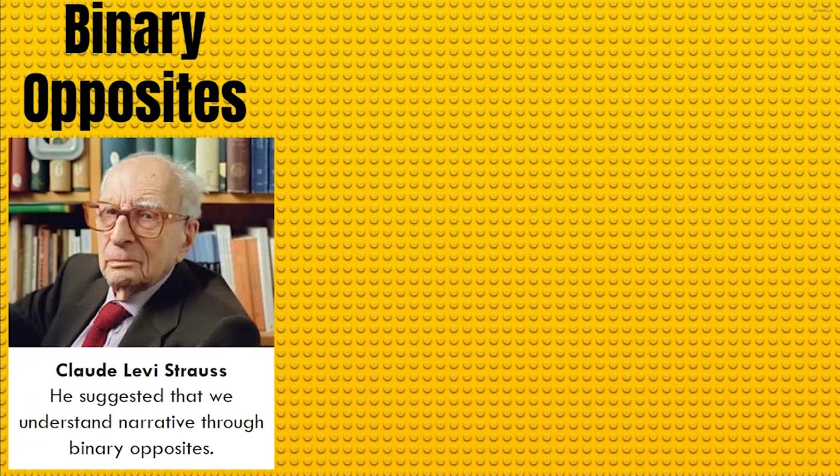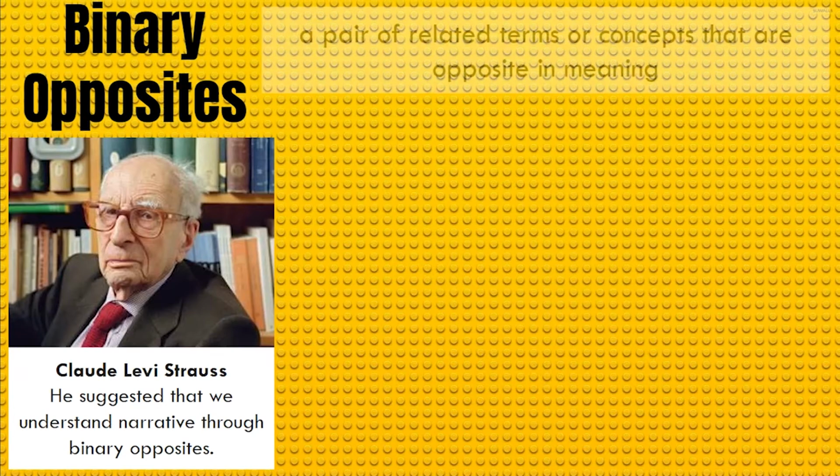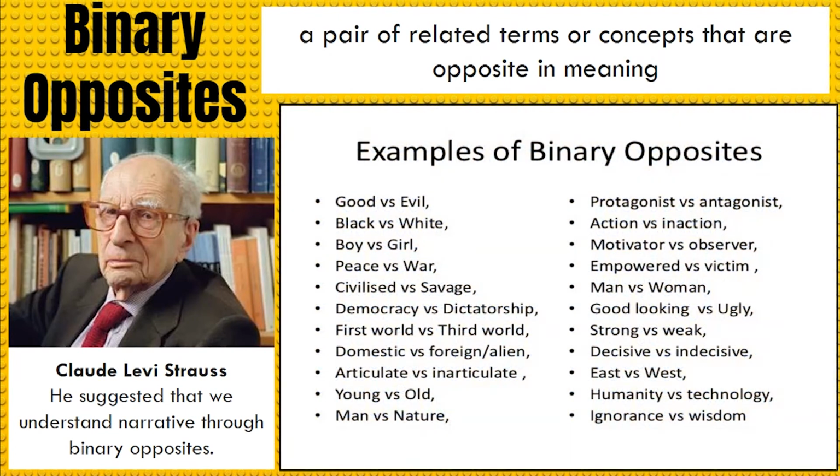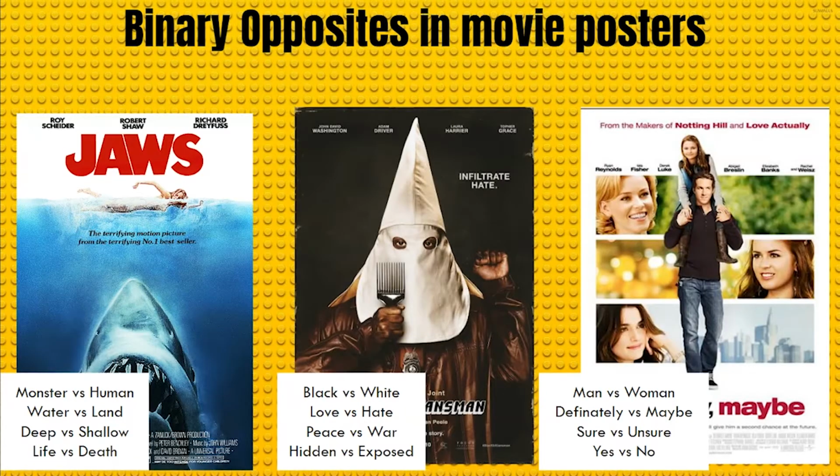Now, one of the ways that narrative is communicated is through something called binary opposites, which is a theory suggested by Claude Lévi-Strauss. Binary opposites essentially means a pair of unrelated terms or concepts that are opposite in meaning. So here are some examples of common binary opposites that occur in many of the stories you will have read or seen. So if we go back to our posters again, we can see binary opposites being used to help communicate the narratives of these films.